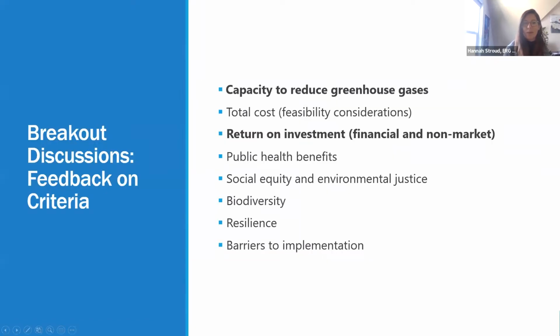Just to recap what we talked about and what we heard. We really focused on the criteria we were going to use to prioritize those group strategies. And the criteria are these 8 that are listed on the screen. What we heard from most of you were the most important things to consider were the capacity to reduce greenhouse gases. Also pretty interested on what that return on investment will be and if it's cost effective. All of these other criteria were important. I think we got a lot of good comments about social equity and environmental justice, biodiversity, and resilience as well.